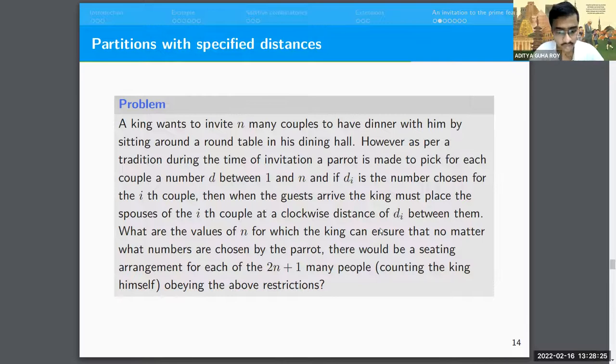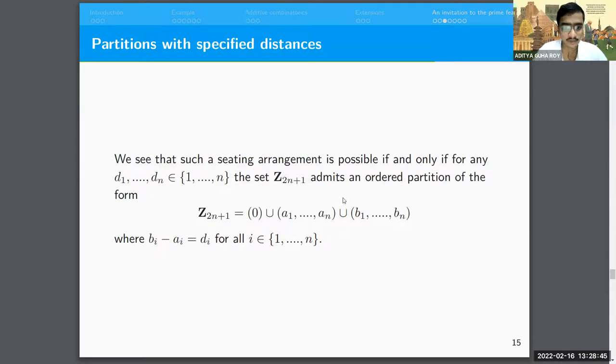So now the question is: for what values of N can the king ensure that no matter what numbers are chosen by the parrot, there would be a seating arrangement for each of the 2N plus 1 people, counting the king himself? So there are 2N plus 1 seats. And this has a very surprising answer, which is that this works if and only if 2N plus 1 is a prime number.